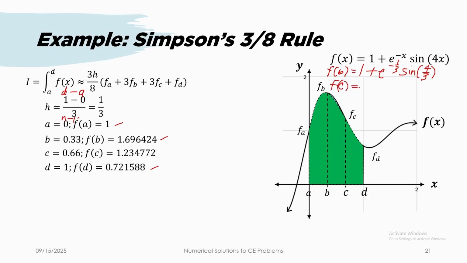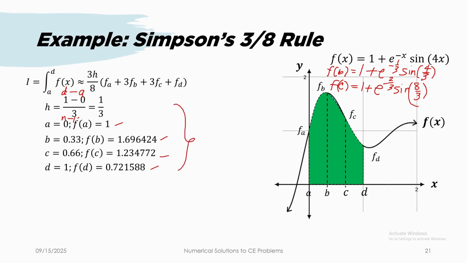We just replace x with 2/3. So 1 plus e raised to negative 2/3 sine 8/3, giving us a value of 1.2347772.